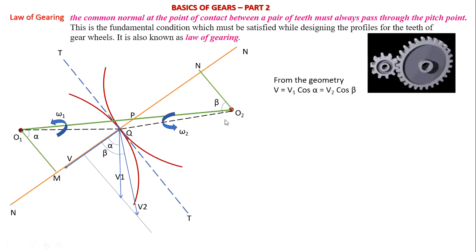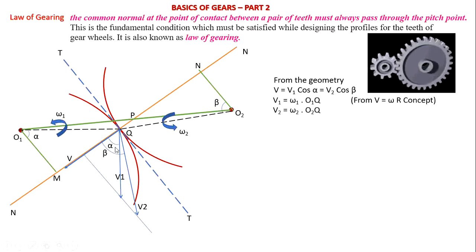From the geometry, if we take this one here, V1, this forms one triangle and this forms one triangle. If we take this geometry, V, the linear velocity along the normal, will be equal to V1 cos alpha, as well as if we take this bigger triangle, again V will be equal to V2 cos beta. Therefore V equals V1 cos alpha, and that equals V2 cos beta.